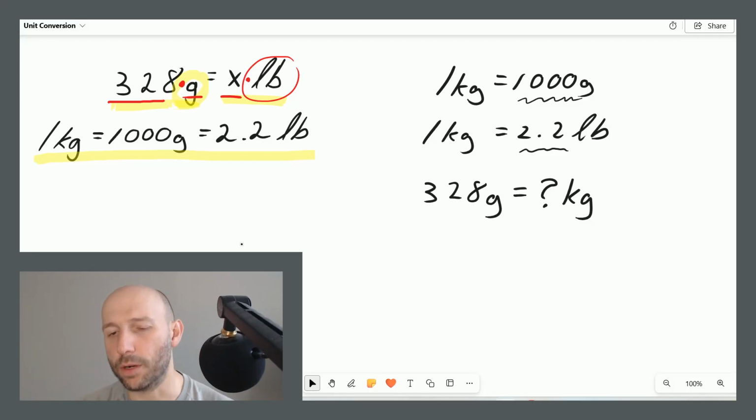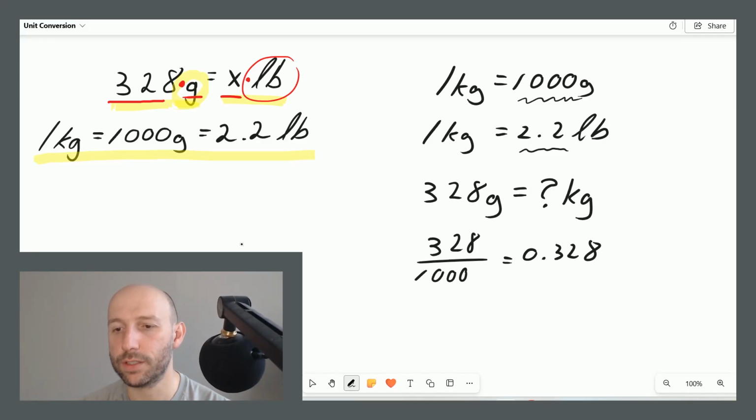And this is the intuitive approach. So we have 328 grams. If we convert it to kilograms, should the number be bigger or smaller? Well, it should be smaller because kilograms are a larger unit of mass, so we need less of them to cover the same amount of mass. So we should divide by our conversion ratio. 328 divided by 1,000 equals 0.328.